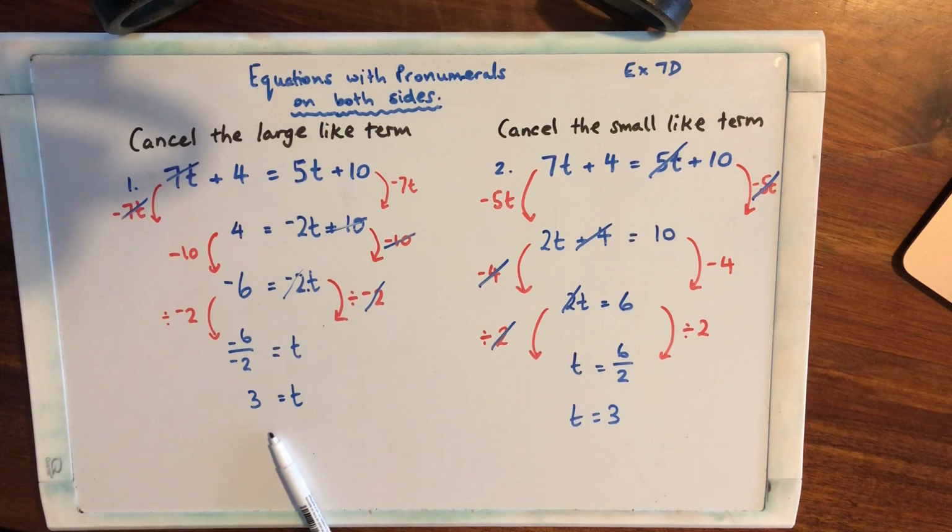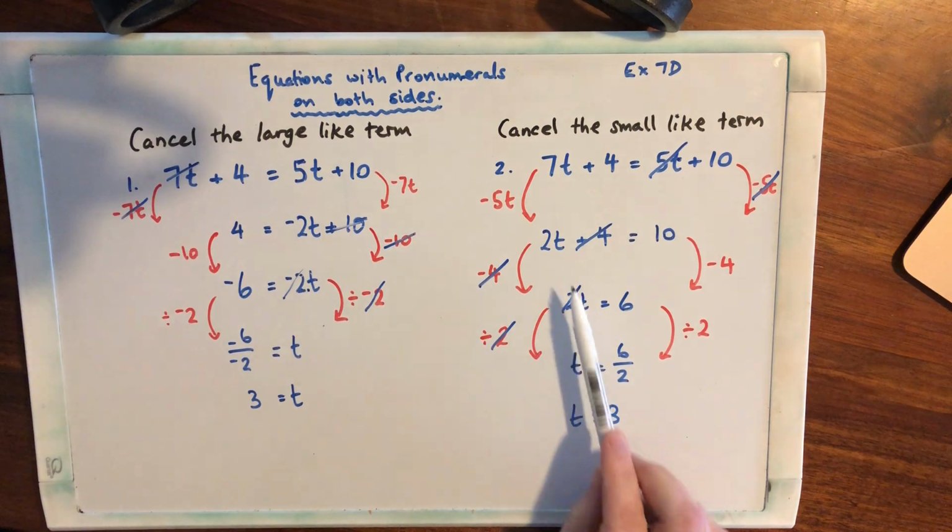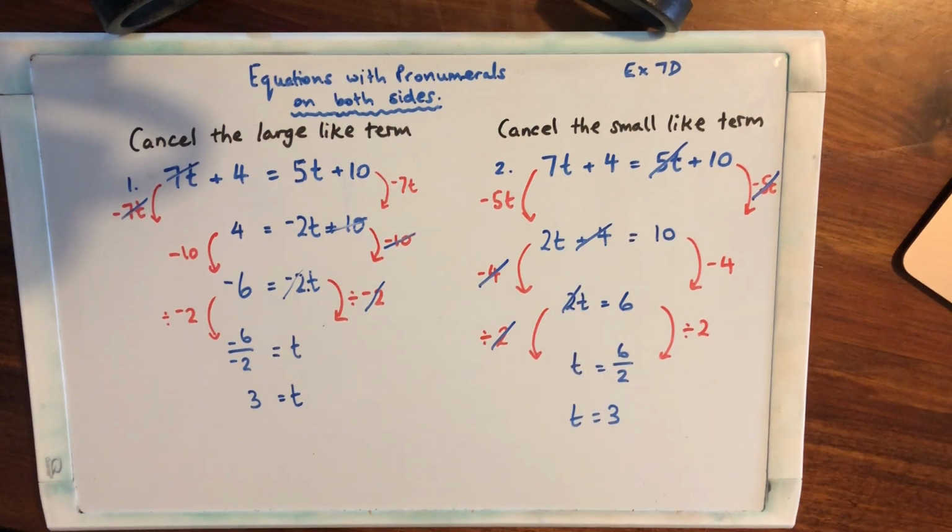The first way is just as appropriate as the second way, whether we cancel out the large like term or the small like term. But I prefer you to do it in this way, with the small like term. That way you keep all of your numbers, hopefully, in a positive light. All of your numbers should be positive in this way, and therefore reducing confusion.